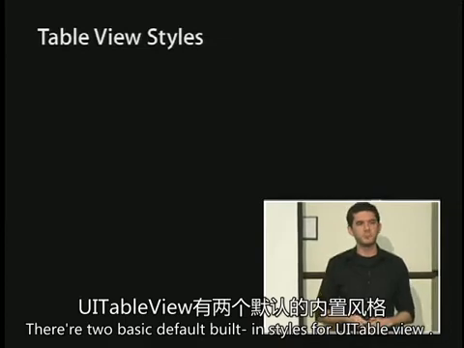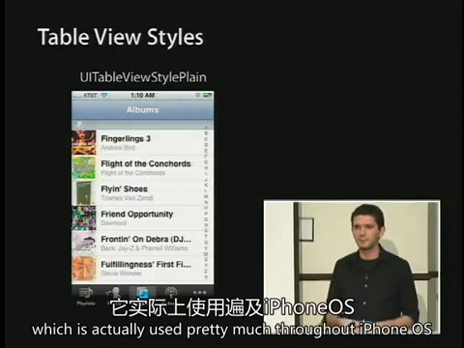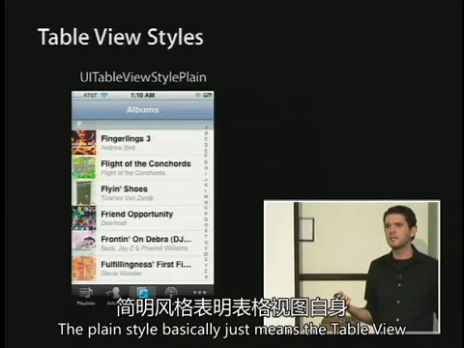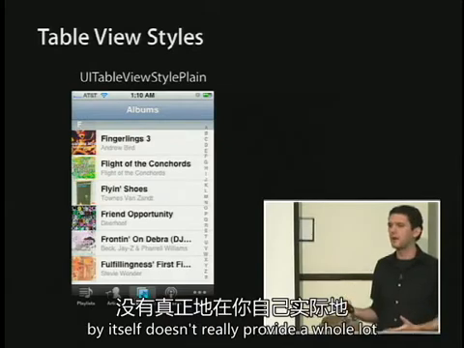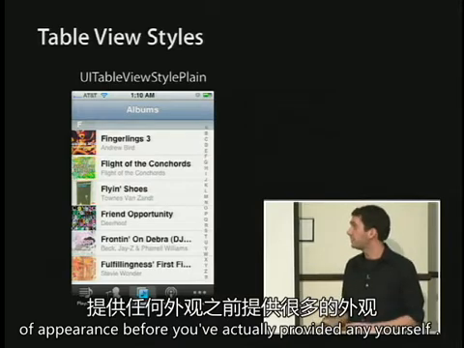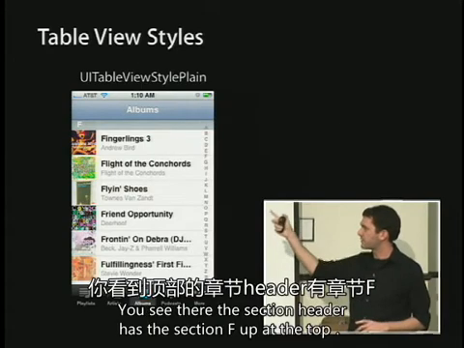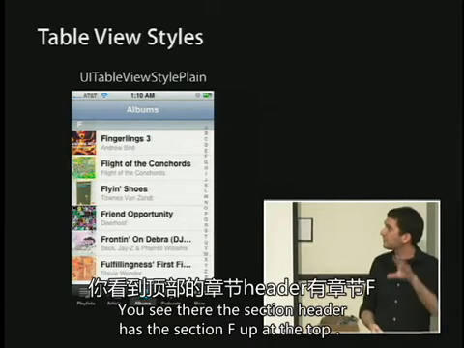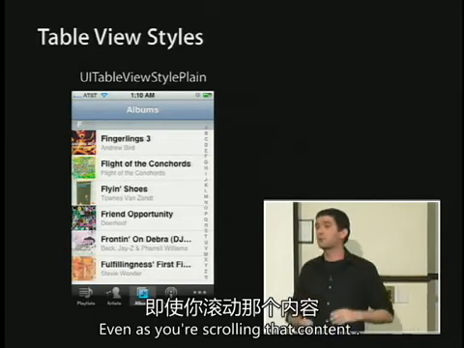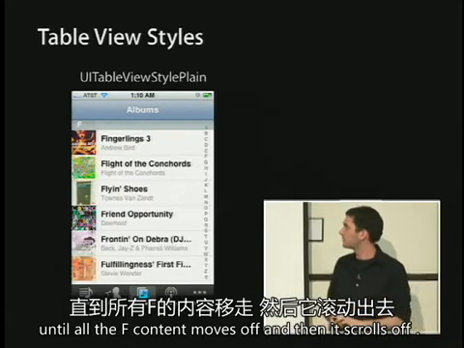There's two basic default built-in styles for UITableView. The first is the plain style, which is actually used pretty much throughout iPhone OS. It's used in a lot of places. The plain style basically just means the table view by itself doesn't really provide a whole lot of appearance before you've actually provided any yourself. For the most part, the only thing that it's going to do is give you those section headers and footers. You see there, the section header has the section F up at the top, and as I was talking about before, it's currently pinned to the top of the screen. Even as you're scrolling that content, the section header F stays up there until all the F content moves off, and then it scrolls off.